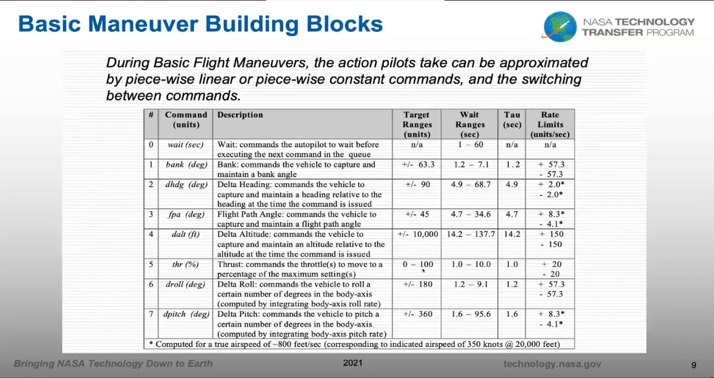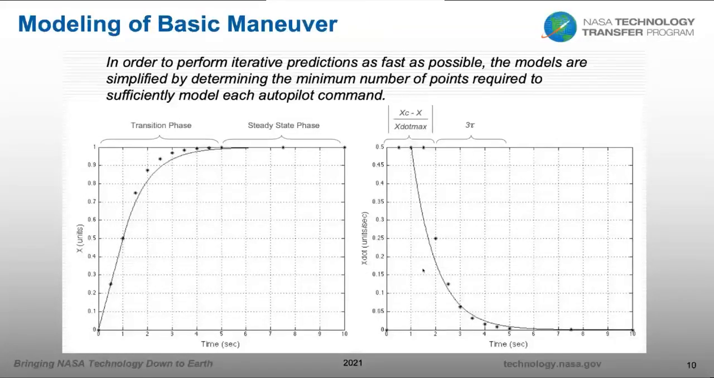In order to model and predict what's going to happen when we execute these basic building blocks, we need to be able to assess them. We need to be able to model them in a fast time modeling implementation. Each autopilot mode can basically be characterized by a rate limit and its time constant. With that, we can minimize the number of modeling points required to model each maneuver as it gets executed.